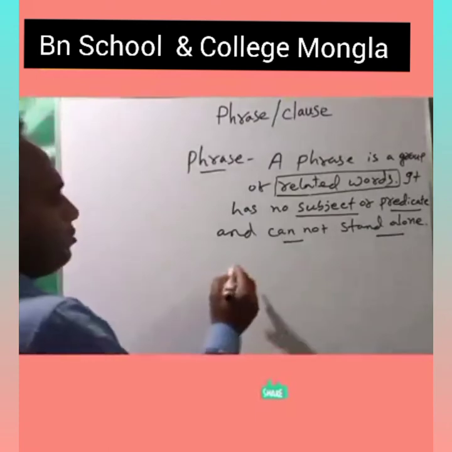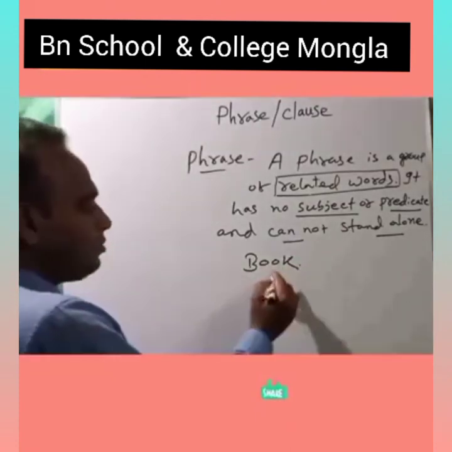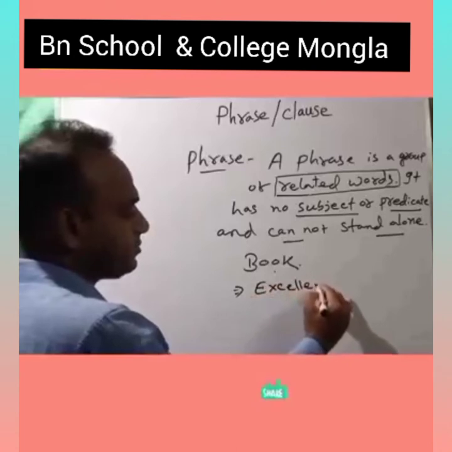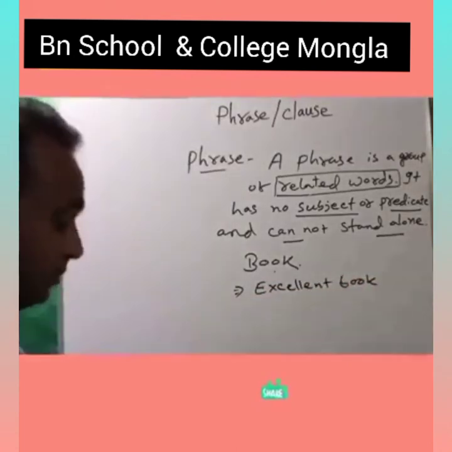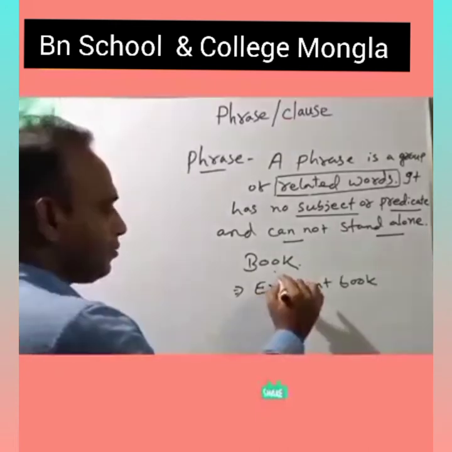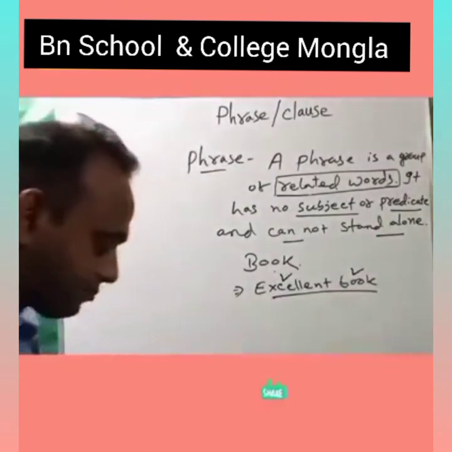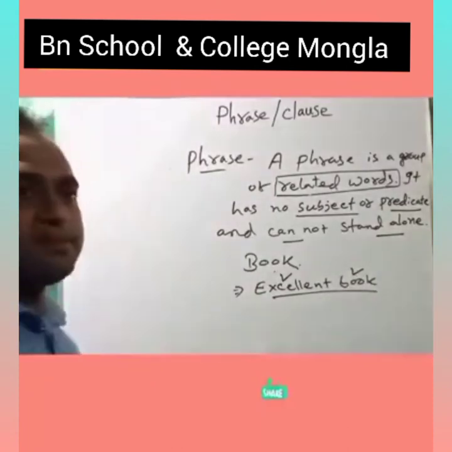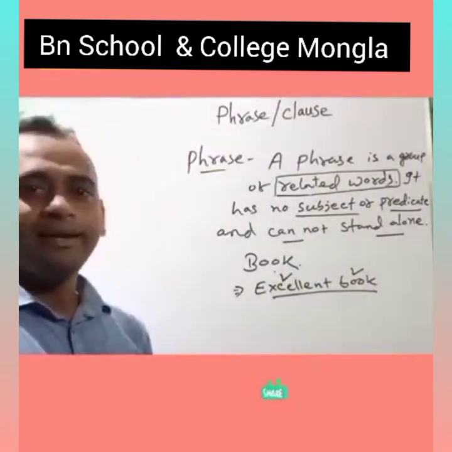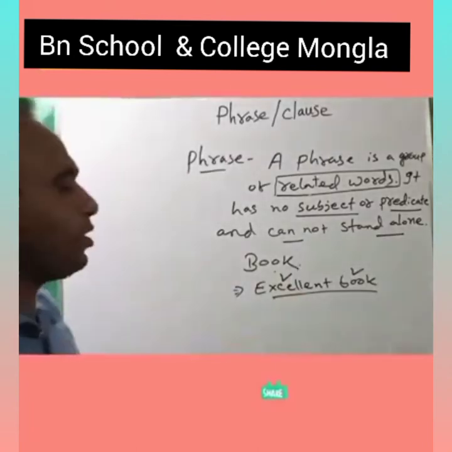Suppose book. This is a word, some letters have made the word book. But if I say excellent book, that means the book is very good or excellent, very nice. Here, one word, and these two words have made a phrase. It has no subject, no predicate. That means if you get two or more words in which you can't get any kind of subject or predicate, those words are your phrase. Okay, I hope you have got the idea.